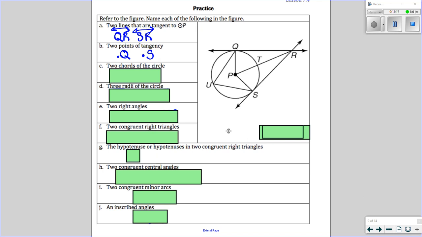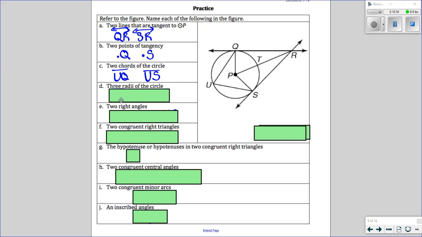And what do they look like and where do you find them in the circle? So chords, again, have 2 endpoints that touch the circle at 2 different locations. So that means QU and US are chords.